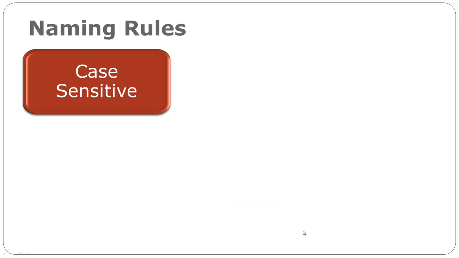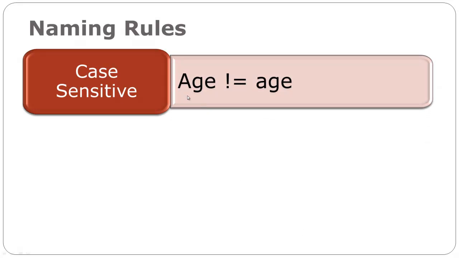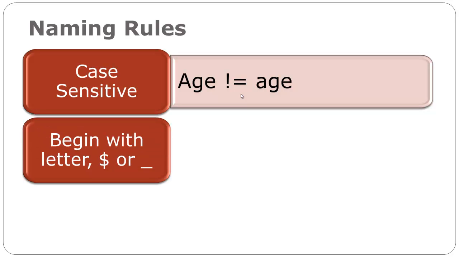Each variable is given a name. Names should follow certain rules. Names are case sensitive. For example, age with uppercase A is not equal to age with lowercase a. They are two different names as far as Java goes. The second rule is a name should begin with either a letter, a dollar symbol, or an underscore. In other words, a name should begin with an alphabet, a dollar symbol, or an underscore.